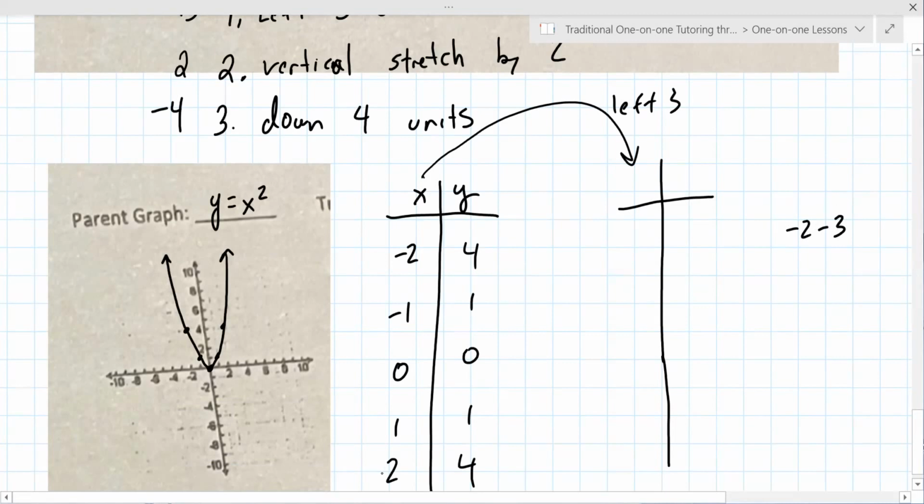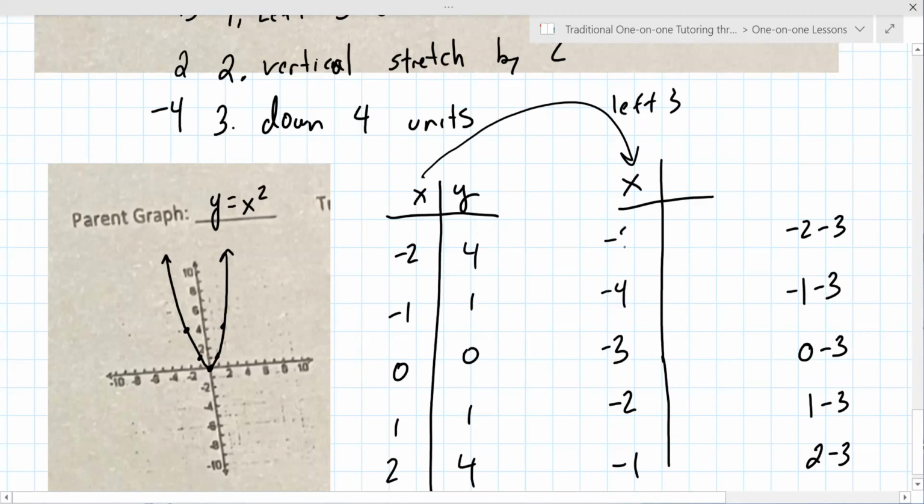So let's actually start down here at the bottom. What is 2 minus 3? -1. The next one is 1 minus 3. That's -2. And then it's 0 minus 3, -3. -1 minus 3 is -4, and -5.